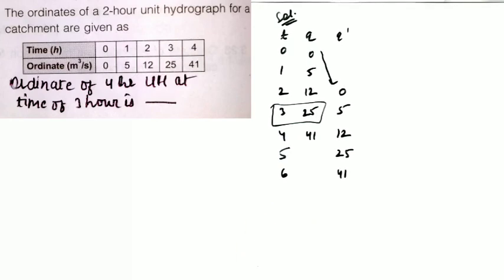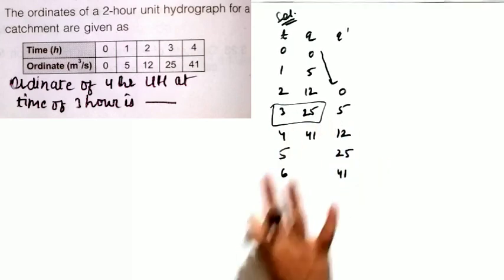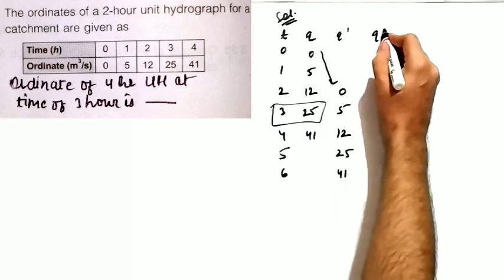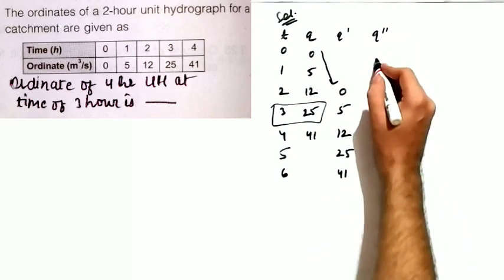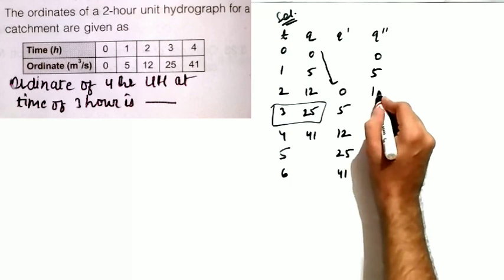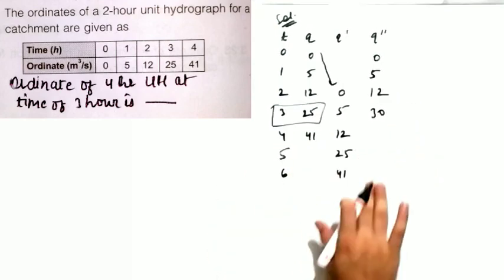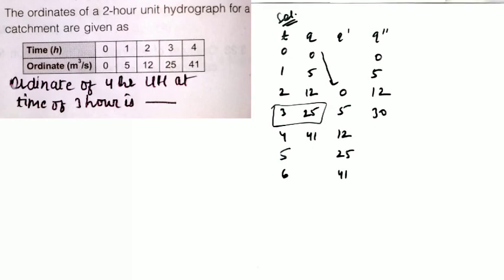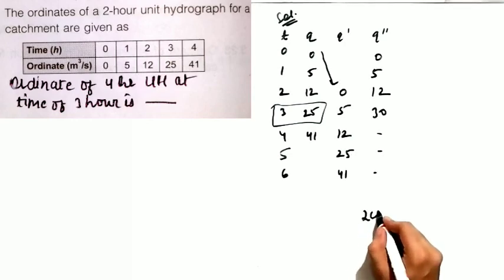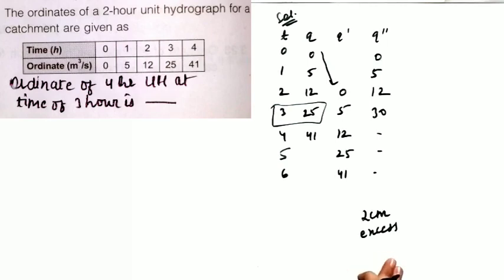Now you have to add. Since you are only concerned with this portion, let us add them up and write it as Q dash. It will be 0, it will be 5, it will be 12, it will be 30, and we are not concerned with other than 3. So let us not add them up. You will solve them if you require. Now this is for a 2 centimeter excess rainfall, since you have merged 2 unit hydrographs.